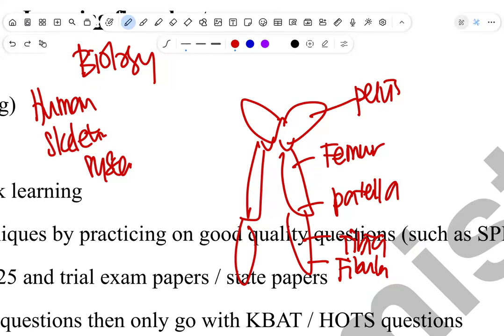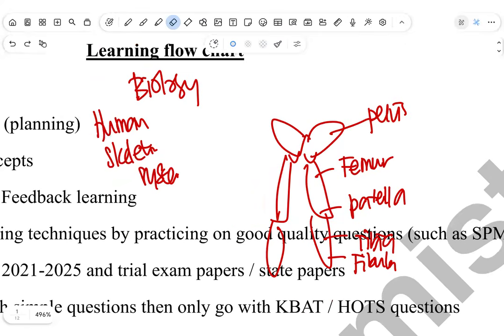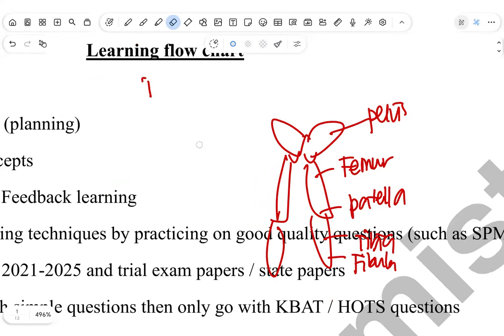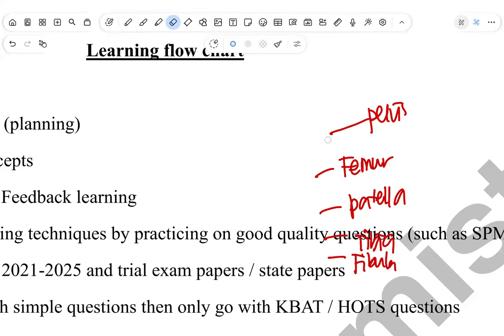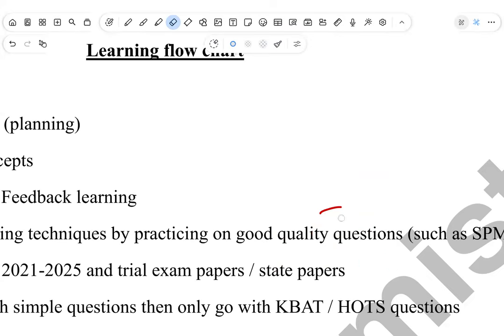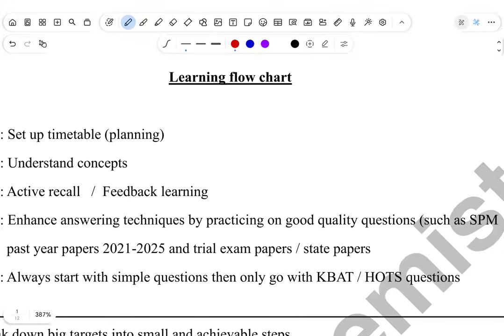So this is one of the ways, because if you only go by pure reading, you have no idea at all whether you understand whatever you read. Okay, so that is something that I would like to share with you.